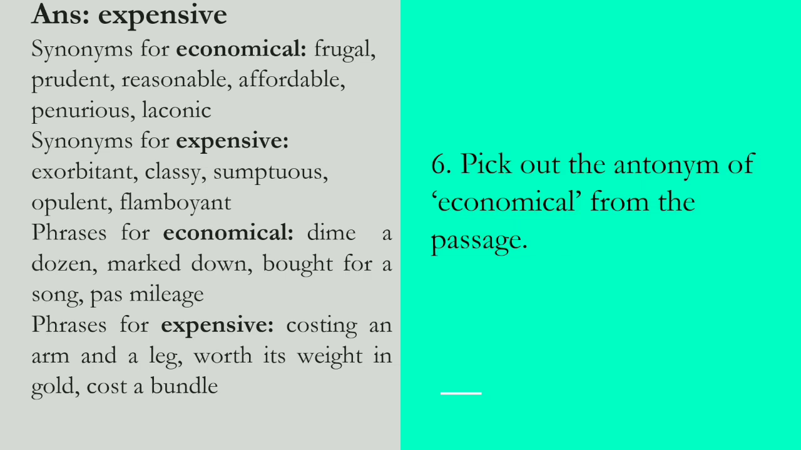Now coming to the phrases for economical: dime a dozen, marked down, bought for a song, past mileage, etc. Just read it again and again so that you are familiar with the new vocabulary. Now phrases for expensive: costing an arm and a leg, worth its weight in gold, cost a bundle, etc. We often don't use these words, so please try to read them again so that you get familiar with them.